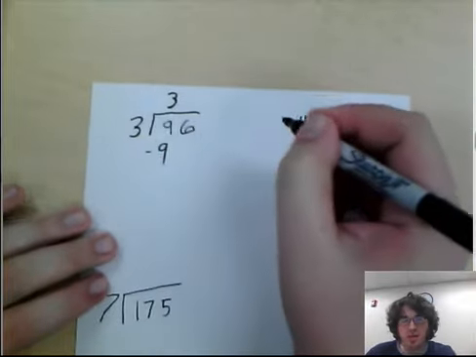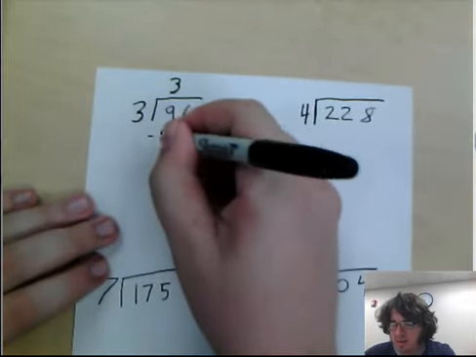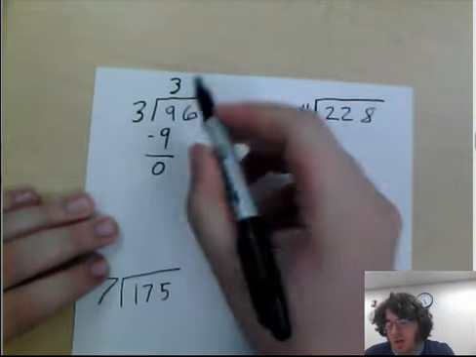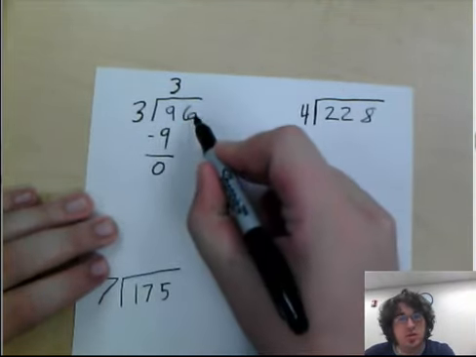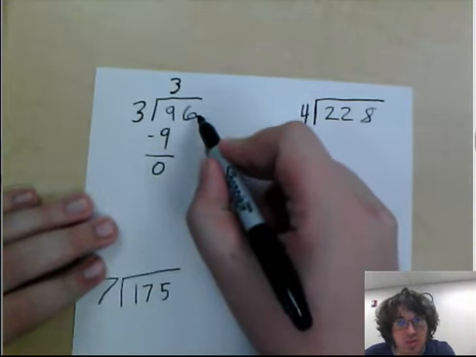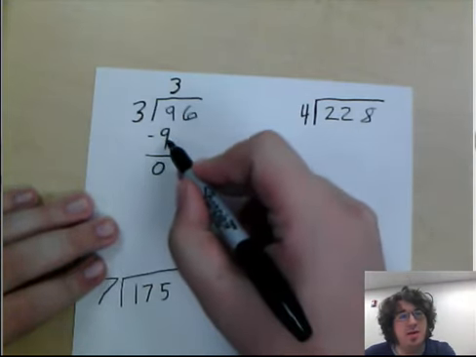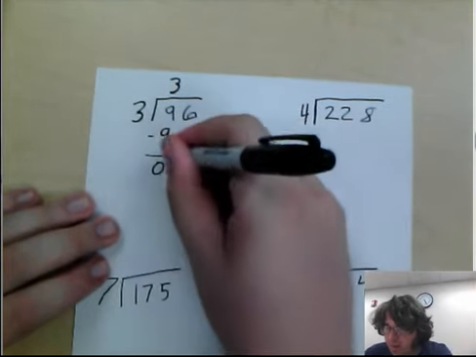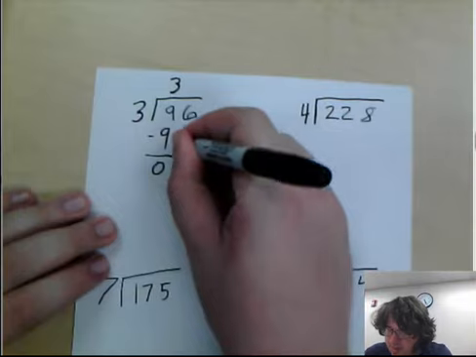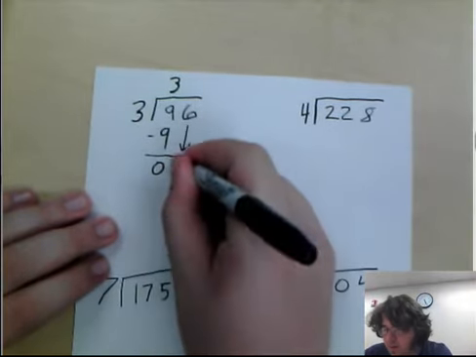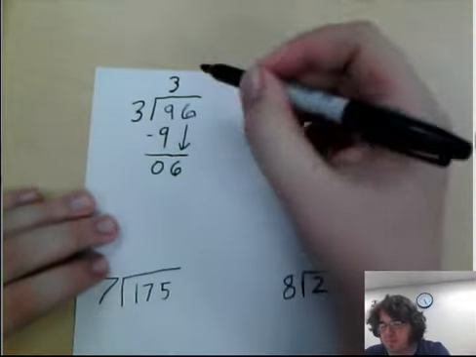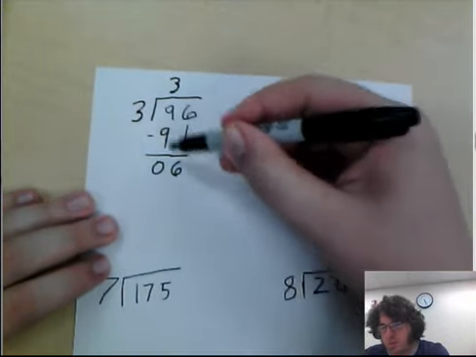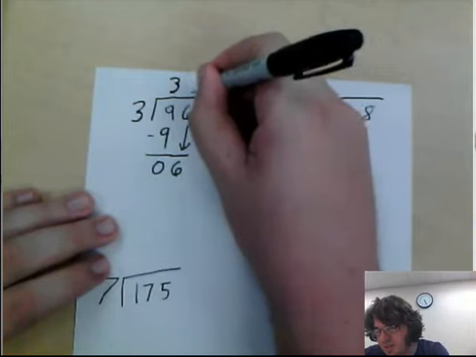So, now we subtract. 9 minus 9 gives us 0. Notice I left this 6 and didn't do anything with it. That's totally intentional. We're only going to go one number at a time if we can. So now I need to take care of that 6. So I'm going to bring that 6 right on down. And now I have how many times does 3 go into 6? Well, 3 goes into 6 2 times.